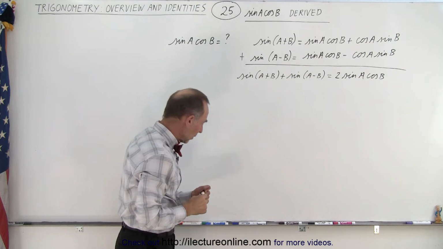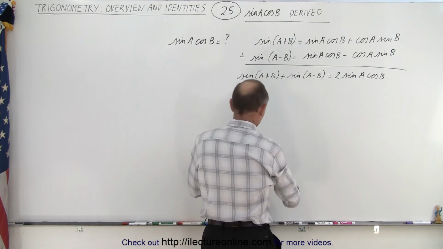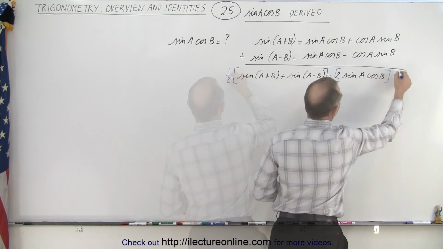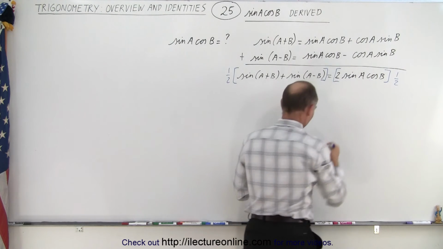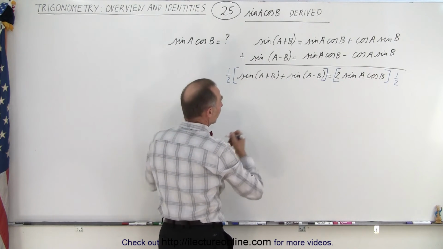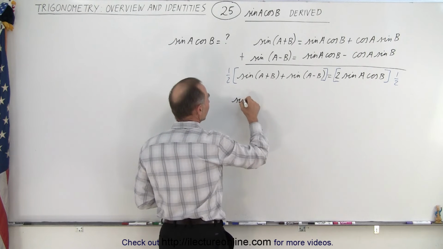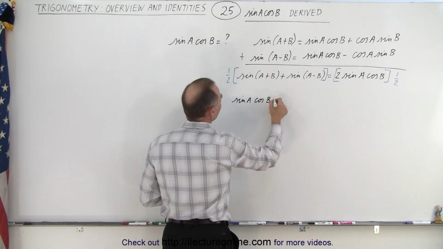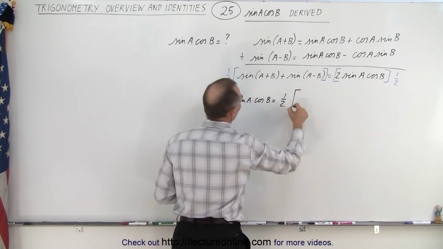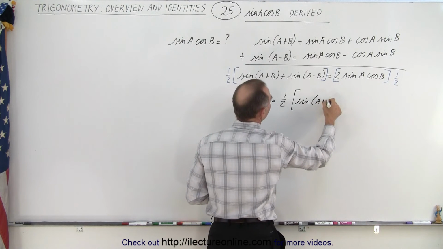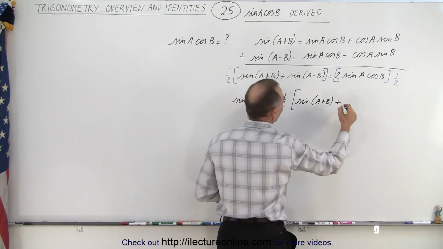So now we want to multiply both sides by 1/2. So the 1/2 will cancel out the 2. And so on the left side, when we turn the equation around, we end up with the sine of A times the cosine of B is equal to 1/2 the quantity, the sine of A plus B, plus the sine of A minus B.